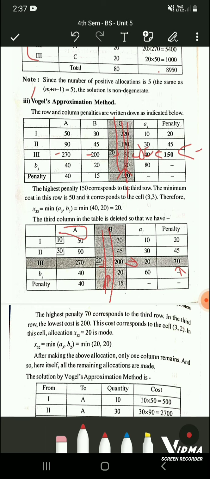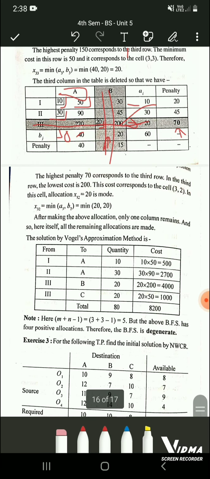Therefore you can make the allocation. So here 50 is the lowest one, therefore allocate 10, and here you are remaining with 30 because you have made the allocation. So this complete one is vanished. So you are making the last cell allocation as 30. Therefore you can see all the requirement and availability is completed.